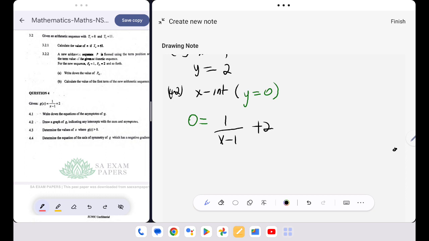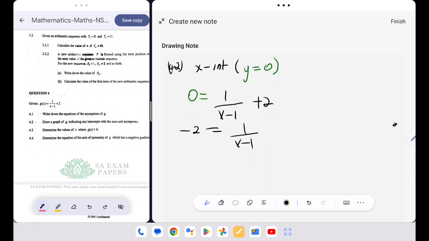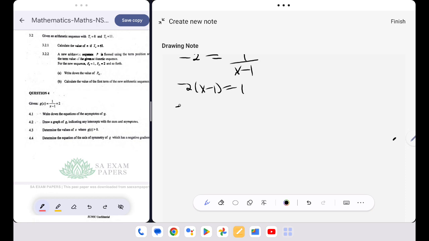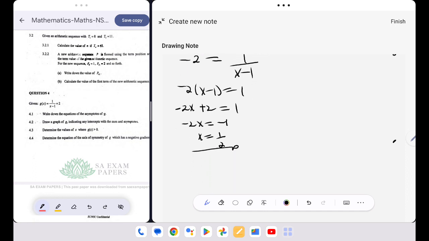But to make it more simple, let's just take 2 to the other side, and then multiply everything by the LCD, or in this case, you can just cross multiply. We'll have 2x minus 1 is equal to 1. This is equal to negative 2x plus 2. Negative 2x is equal to negative 1. Then x is 1 over 2. That's my x-intercept. And then I must find my y-intercept as well.